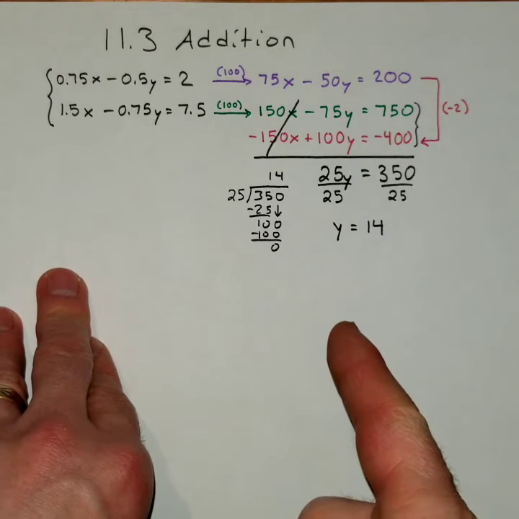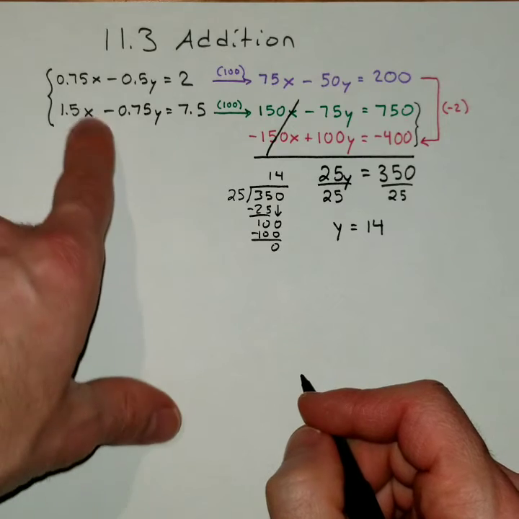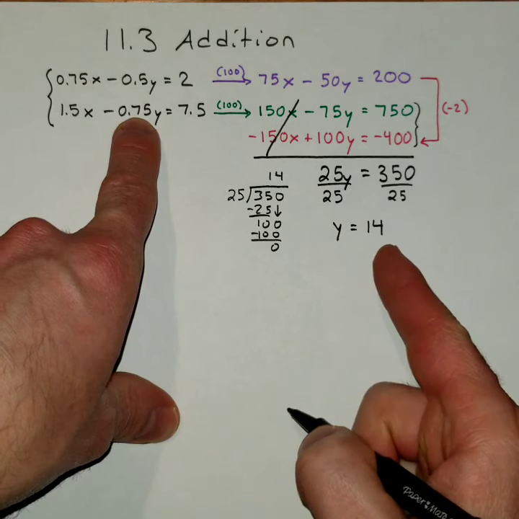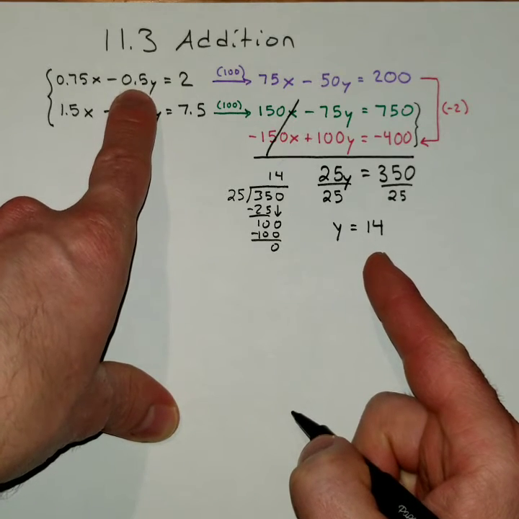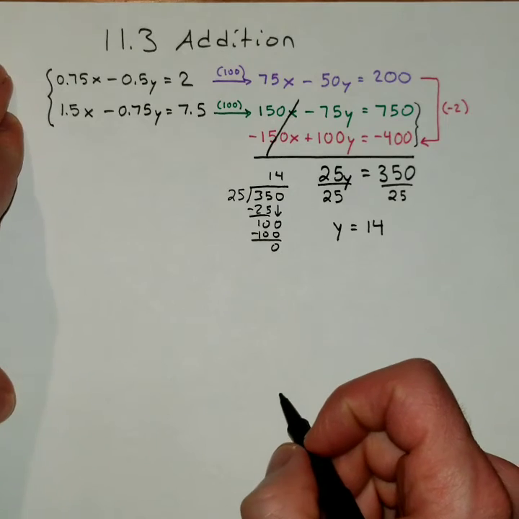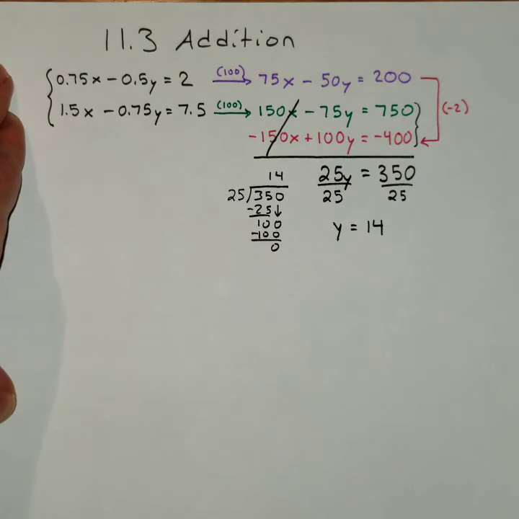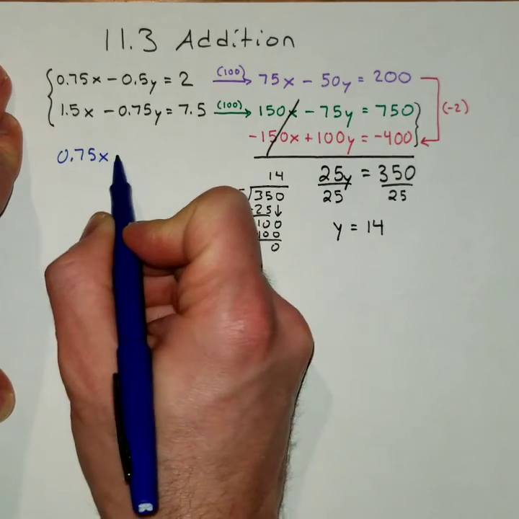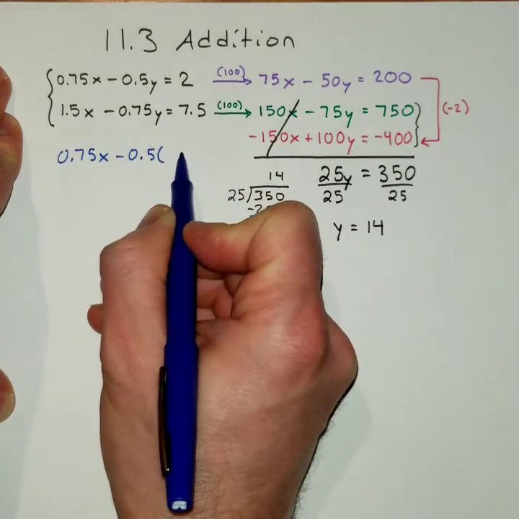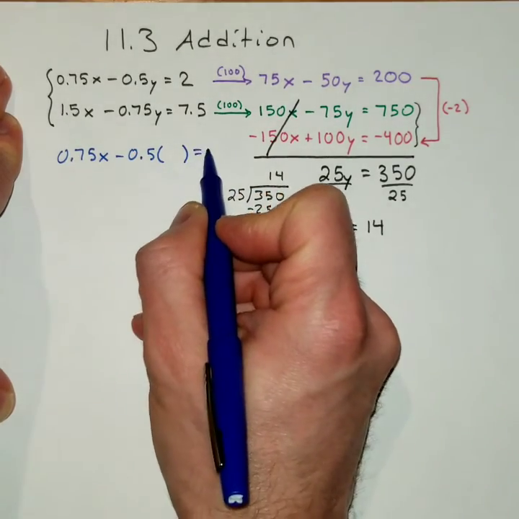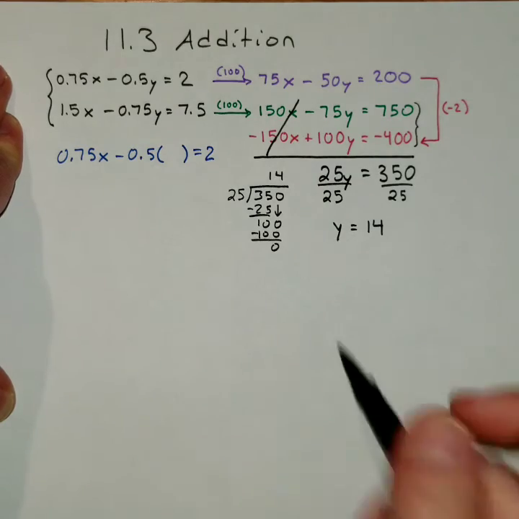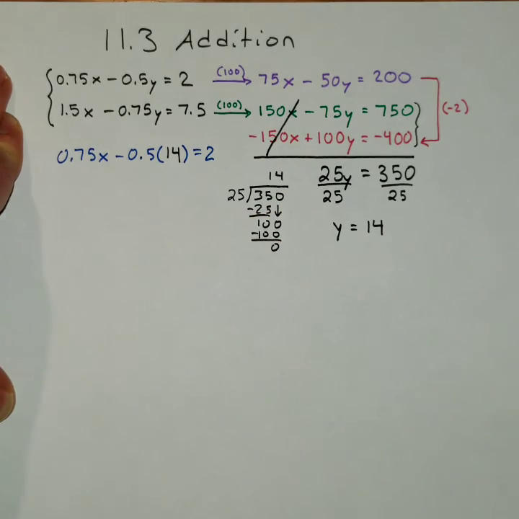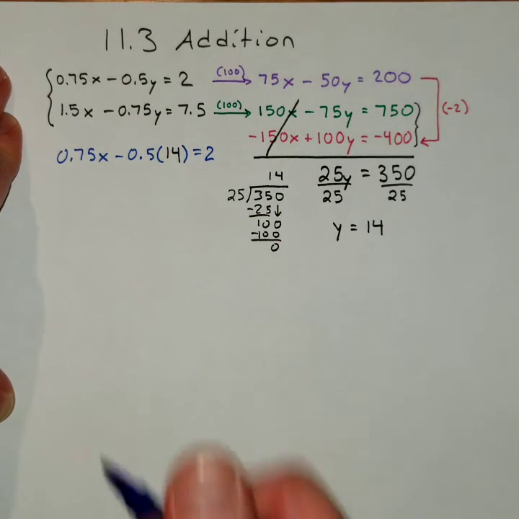Now that gives me the y value, but I still need the x. So I'm going to take that 14 back up to the original equations. Now multiplying 0.75 by 14, maybe that's not as easy as the 0.5. I'm going to go up to the first equation and plug that in. So my first equation becomes 0.75x minus 0.5 times that 14, I'll put it in a moment, equals 2. And then remember, the 14 goes in for the y. And then we can solve this.